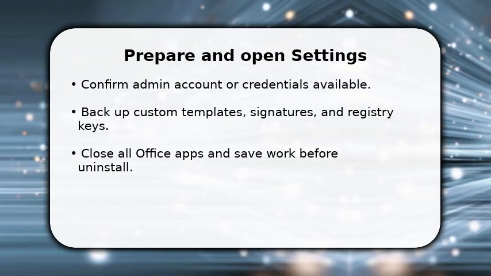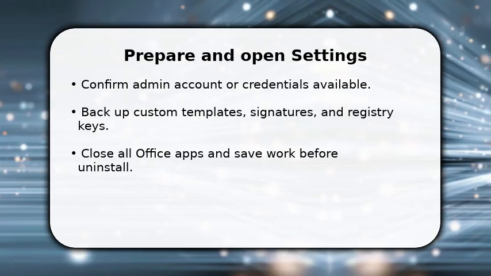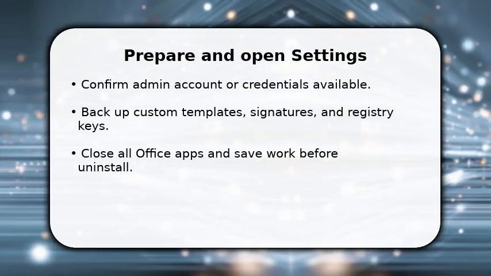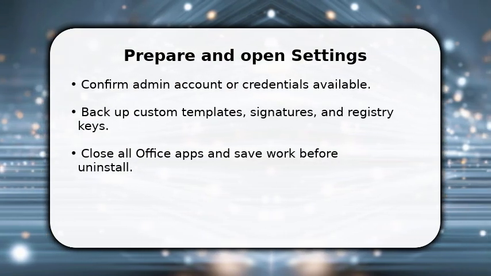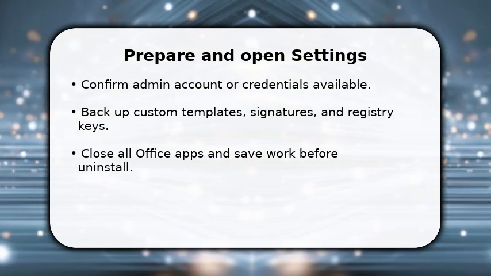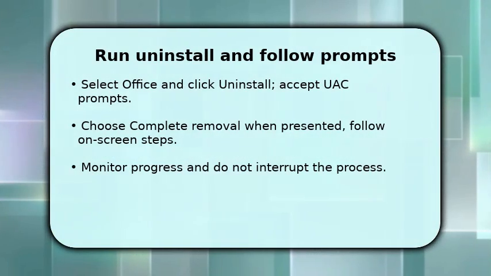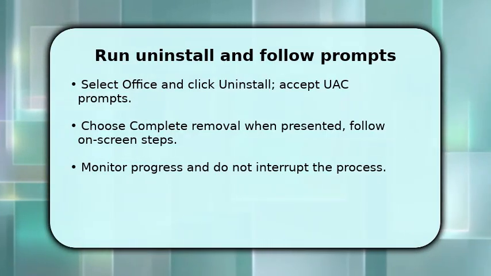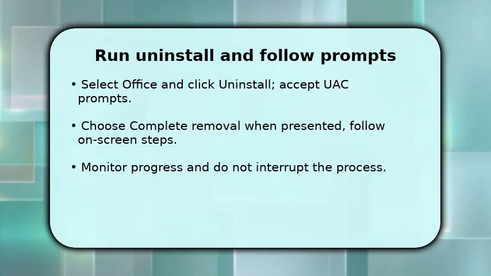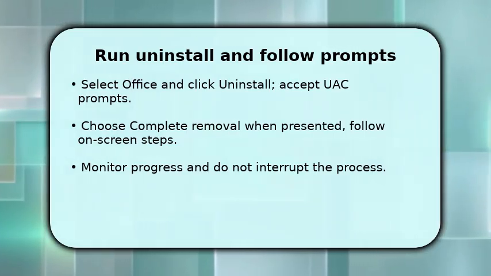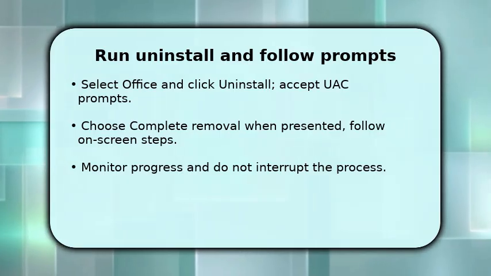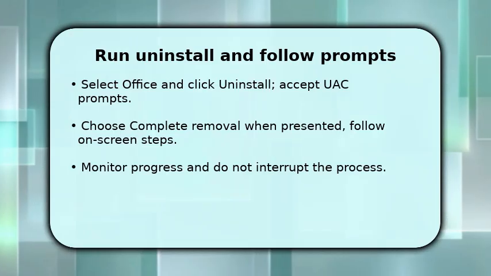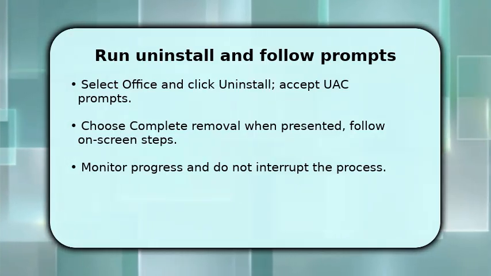Now open Settings, go to Apps, and locate Microsoft Office Professional Plus 2016 in the Installed Apps list to begin the removal process. You will click Uninstall and accept the user account control prompt because Windows needs permission to change installed programs. The Office uninstaller may ask whether to remove just the app or all related features. Choose Complete Removal to avoid leftover components. Make sure to follow each on-screen confirmation and decline optional offers.